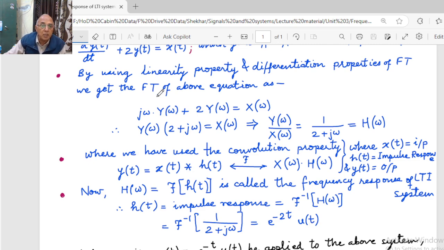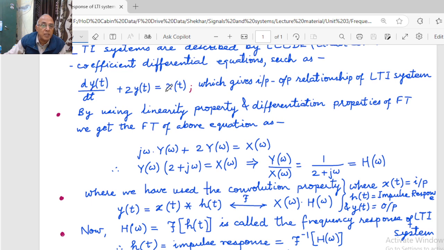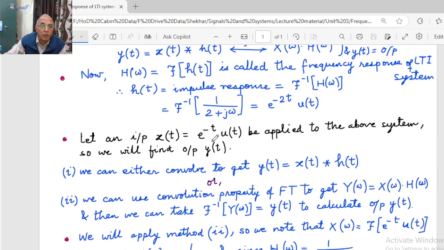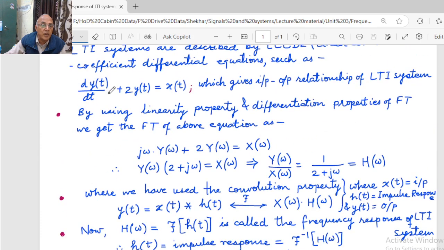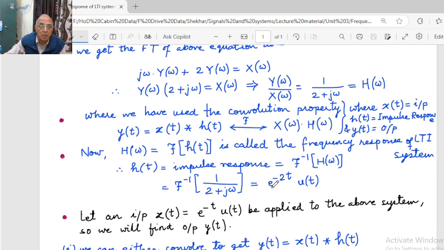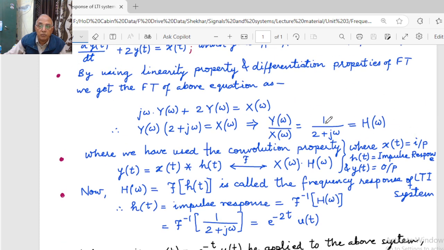So we have determined, for this system described by the differential equation, first the impulse response and also the frequency response. Now suppose we apply one input, x(t) equal to e to the power minus t u(t), to this system described by this differential equation, or described by this h(t) that we have obtained, or described by the frequency response which we have, 1 by 2 plus j omega. So these are the different ways of representing the system.